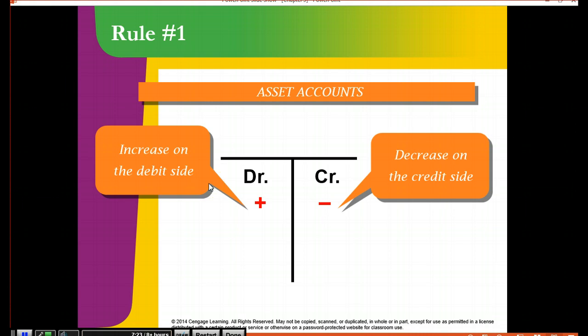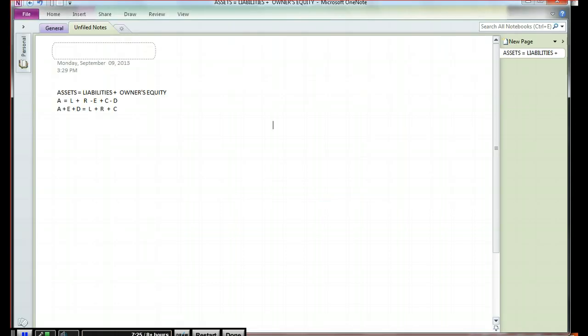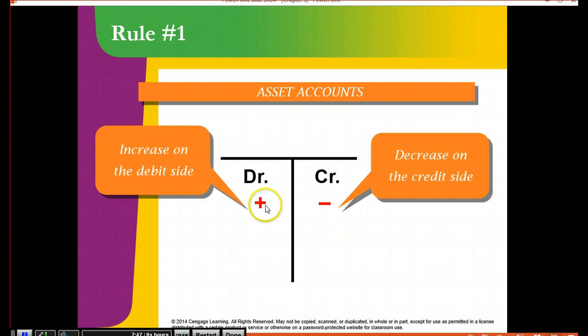Okay, so asset accounts. If we look at our little thing here, asset accounts are on the left side of the equation, so the normal balance is going to be on the debit side. And that's a positive A, right? What happens if I take the A to the other side? It becomes negative. So it would be minus A. So a credit entry would be a negative.